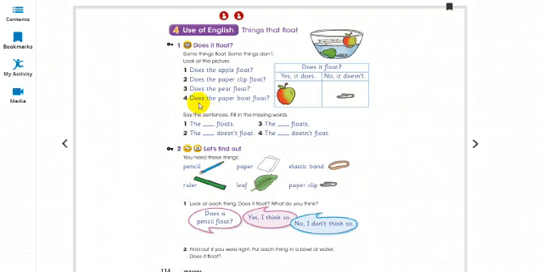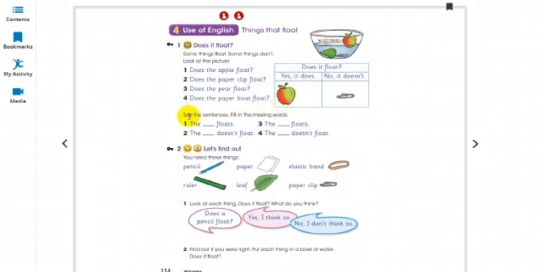Now the last question we have to see here is, does the paper boat float? You can put your paper boat on the water and see if the paper boat is on the water or it goes inside the water. Here I have seen that my paper boat is on the water. That means the paper boat floats. So I will draw a paper boat here where it is written yes, it does. So yes, we have completed one topic.